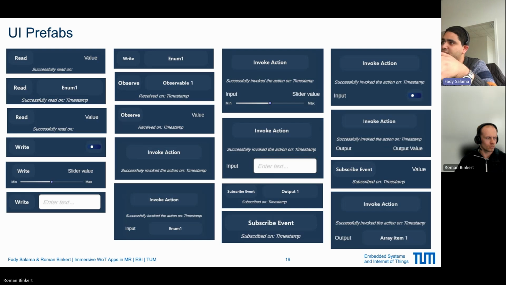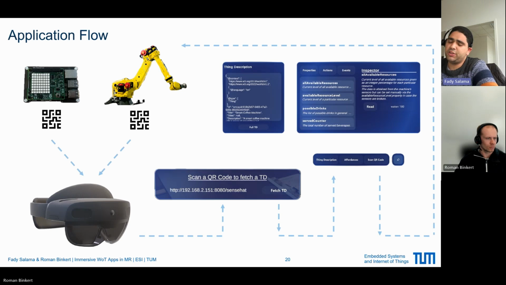By the way, that UI that you see here is the first iteration, because we have another iteration afterwards, which we'll talk about in a second. But basically, the application flow is as follows. You first have your device in front of you, which has a QR code pointing to the thing description of that device. You scan it using the HoloLens.